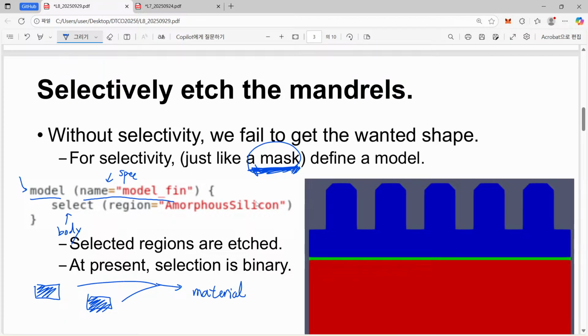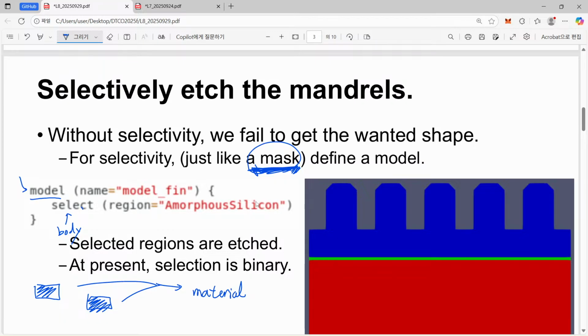So for example, if you write it in this way, obviously it will generate an error. And if you place this name part into your body, of course that will not be respected. So please follow the grammar of this code properly. Anyway, now we have the name model_fin, and you can define many of them.